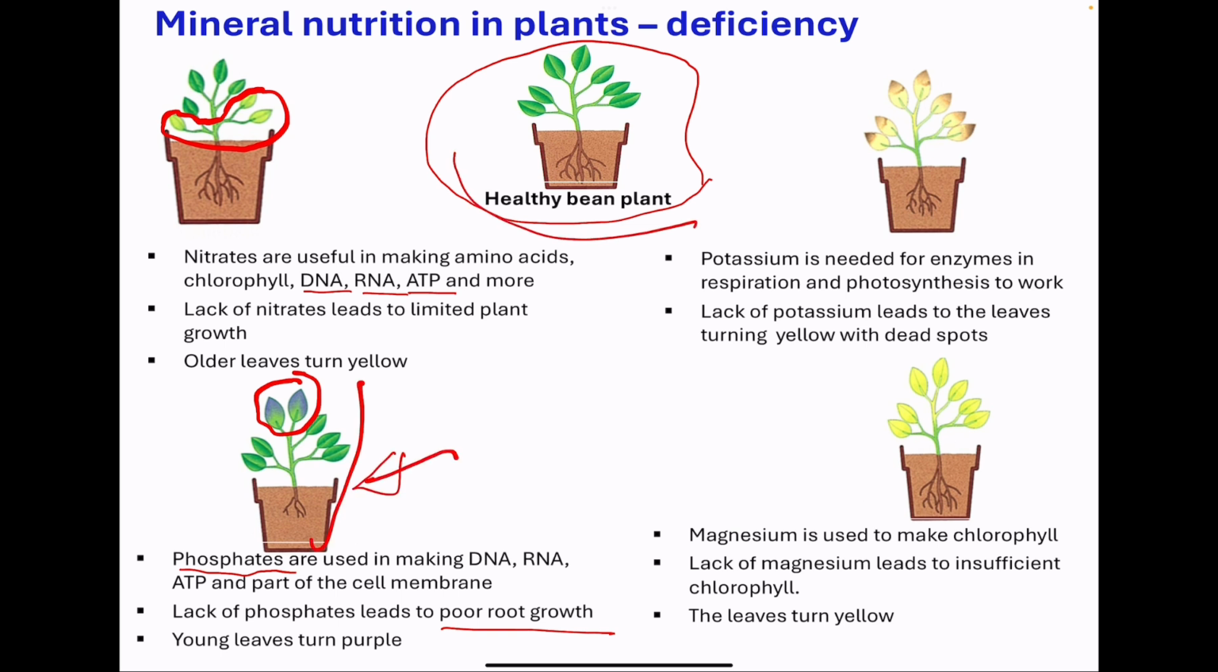Then we go to potassium. Like we said already, potassium is useful in enzymes involved in respiration and photosynthesis. Lack of potassium is going to cause the leaves to turn yellow and they will have some dead spots like we see there. Also, we know magnesium is used to make chlorophyll, so lack of magnesium is going to lead to insufficient chlorophyll. That's why we see the leaves are going to turn yellow.